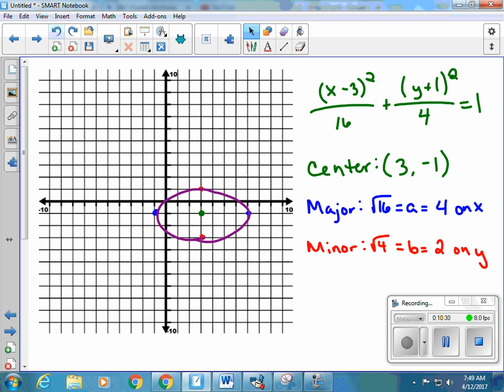So you can use your equation. Notice you don't need to know your foci, which is okay. Like I said, I will try to give you perfect squares so it's a little bit easier to work with on your major and your minor.